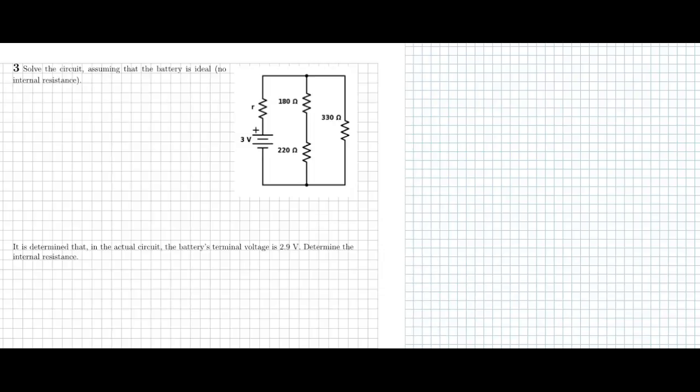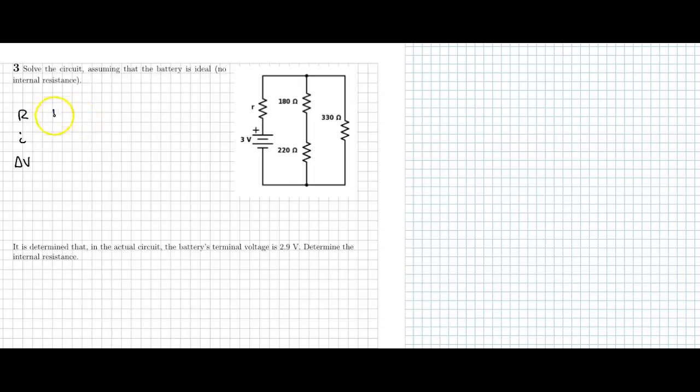Okay, we're solving some questions here about a real battery, or sorry, an ideal and then a real battery. So if we're assuming the battery is ideal, then we're going to say that this internal resistance doesn't exist and we want to solve the circuit. So I'll make a chart here. So resistance, current, voltage change.